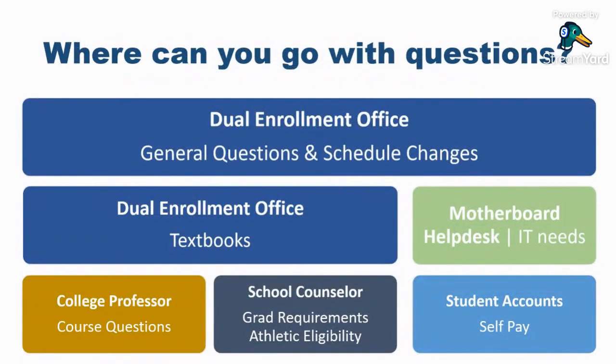So what are your next steps? So where can you go with your questions? Dual enrollment office is general questions and schedule changes, textbooks. Our Motherboard help desk will be IT needs. If you have course questions, unfortunately, we can't answer those. You have to go to the college professor. Graduation requirements and athletic eligibility is school counselor. And then if you have any kind of fine or a self-pay class, that would be student accounts.